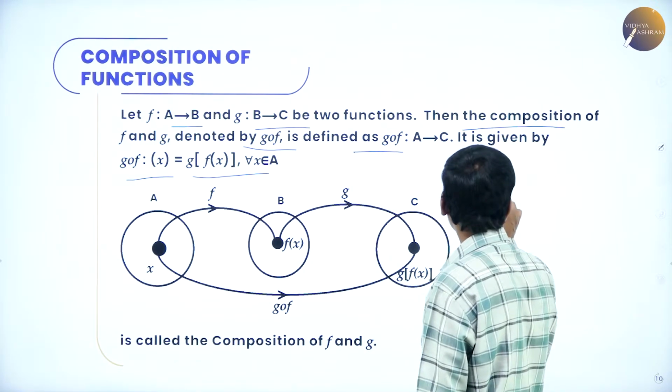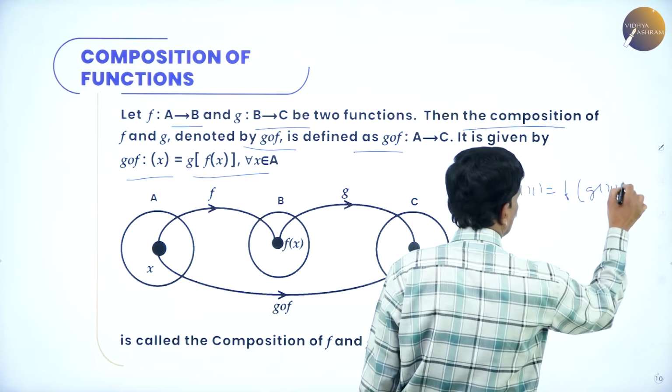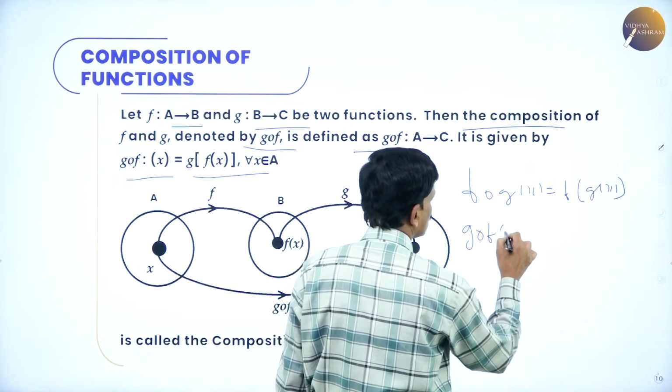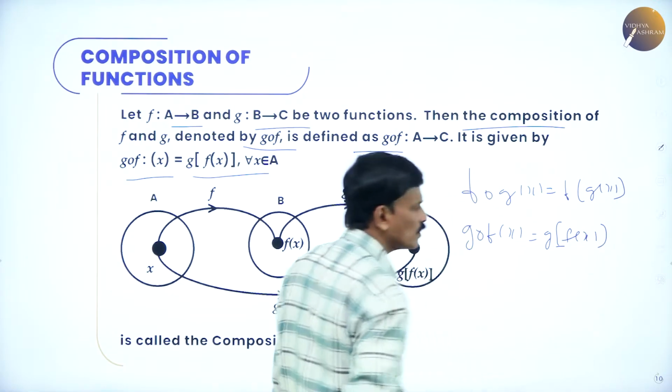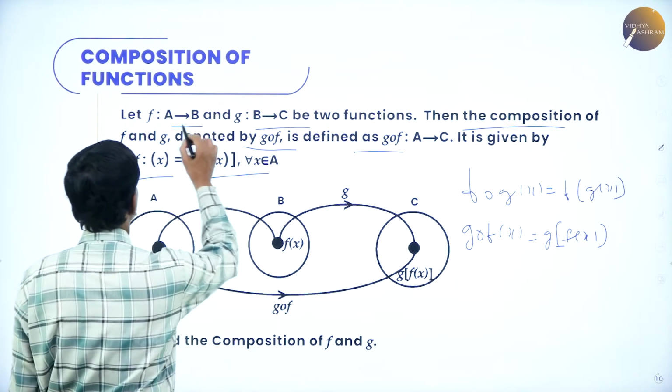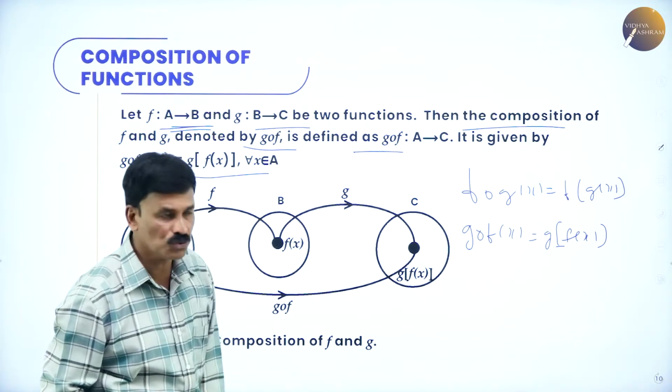So here f naught g of x can also be written as f of g of x, whereas g naught f of x can also be written as g of f of x. This is called the composition of the function, where f from A to B and g from B to C are any two functions.